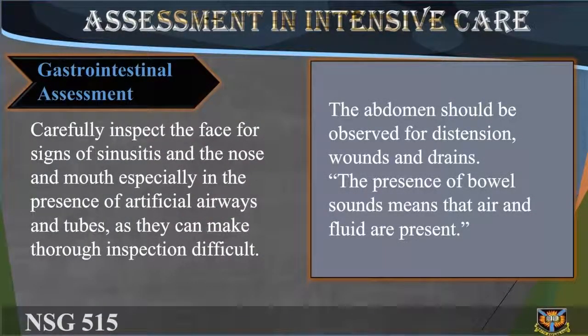Gastrointestinal assessment. Carefully inspect the face for signs of sinusitis and the nose and mouth, especially in the presence of artificial airways and tubes, as they can make thorough inspection difficult. The abdomen should be observed for distension, wounds, and drains. Palpate for tenderness, tenseness and abnormal masses, listening for bowel sounds, and inquire about bowel actions and absorption of oral feeds.